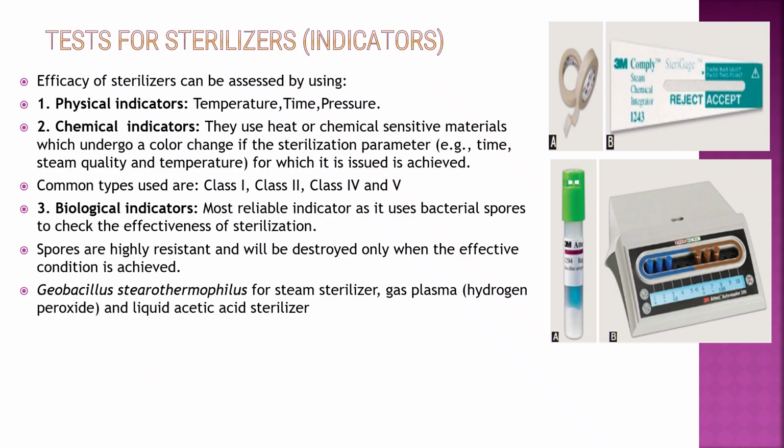Biological indicators are the most reliable indicators, as they use bacterial spores to check the effectiveness of sterilization. Spores are highly resistant and will be destroyed only when the effective condition is achieved. Bacillus stearothermophilus is used for heat sterilizers, gas, plasma, hydrogen peroxide, and liquid peracetic acid sterilizers.